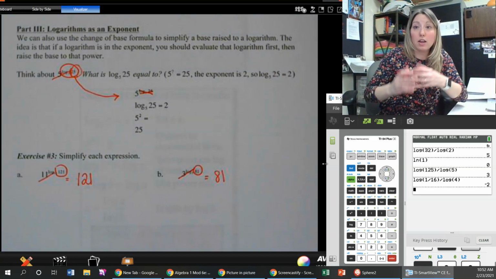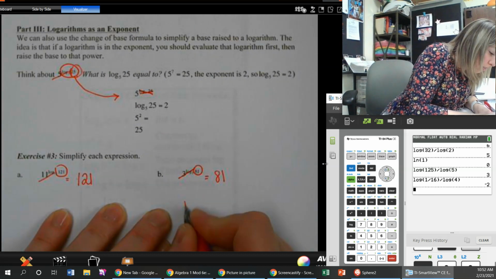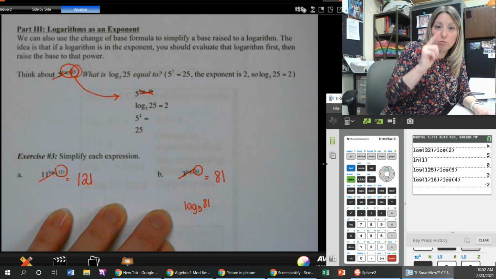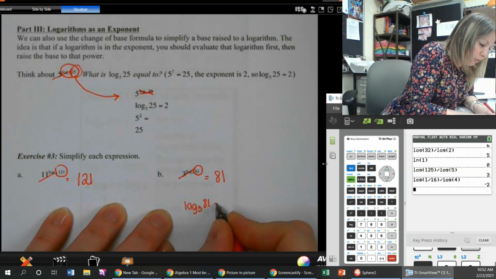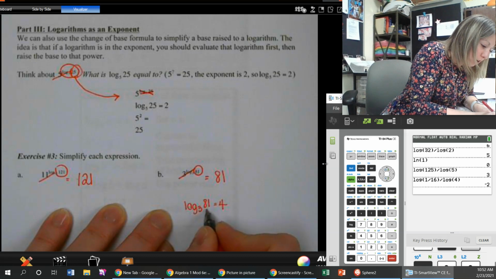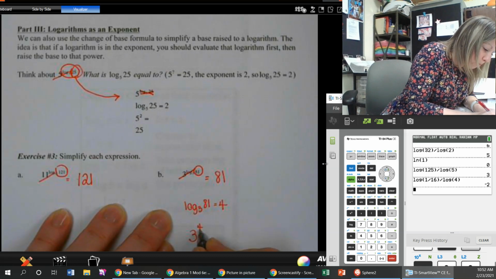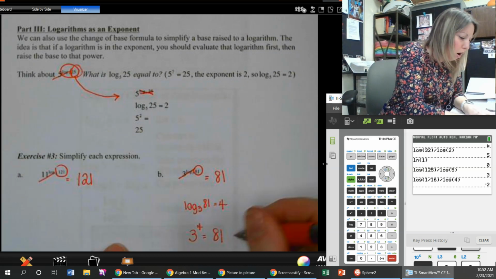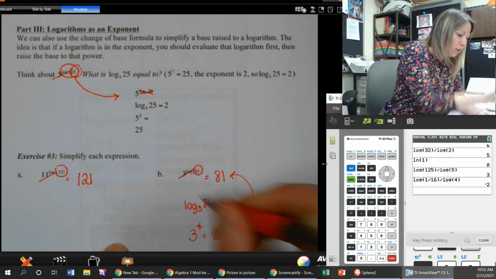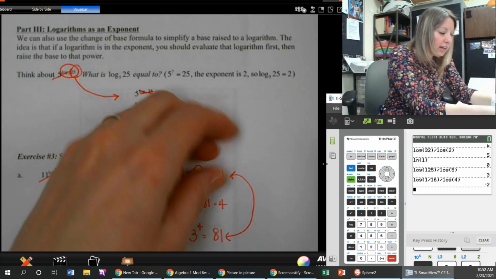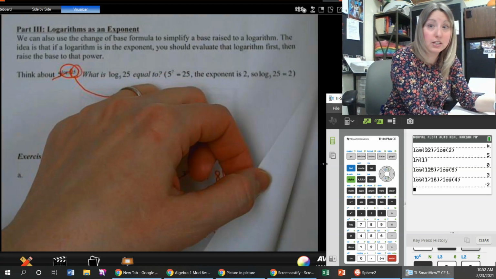Okay. And again, it's because log base 3 of 81 is asking me 3 to the what power equals 81? Well, it's 4. So I substitute in 4 for log base 3 of 81. So now it's 3 to the 4th power. What did we just say 3 to the 4th power was? 81. Why go through all that back and forth when you can just do that cancel? That's what's really cool when we start to see that.